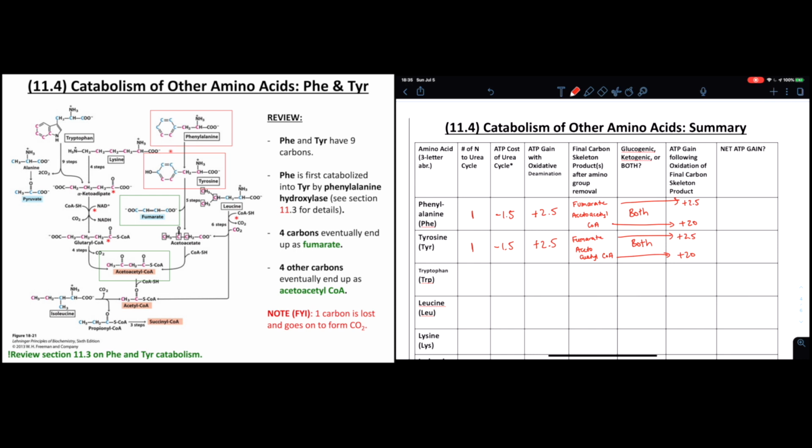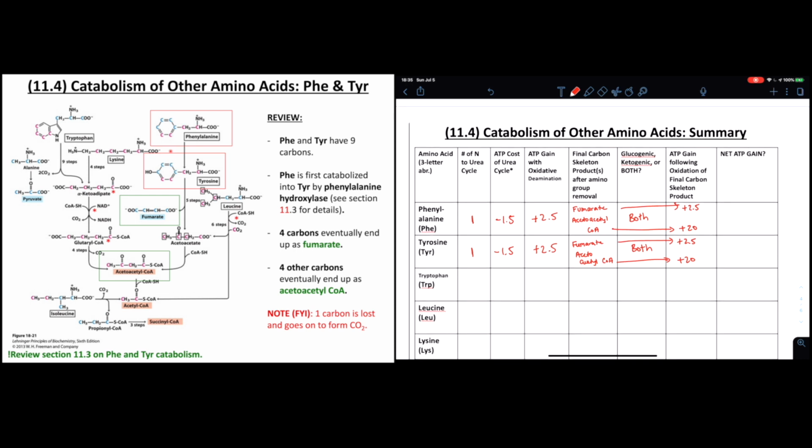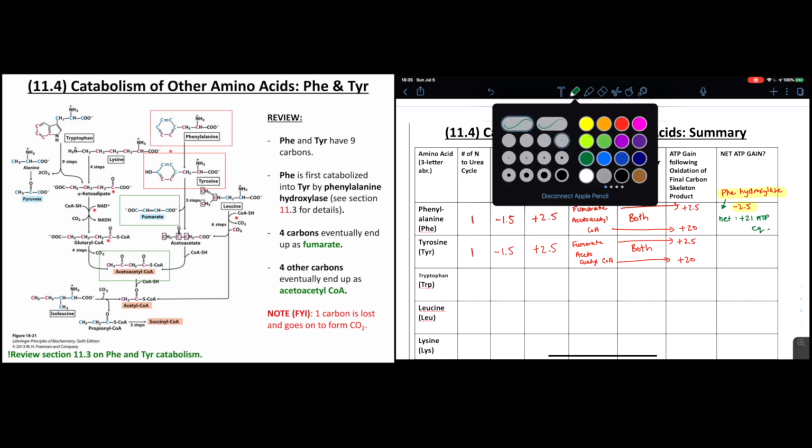Okay, so we're going to produce the net from all of this. Remember that we have to take into account phenylalanine hydroxylase. So there's going to be another minus 2.5 here, but when we add it all up, let's just put in a different color here in green. Our net wise, we're going to get plus 21 ATP equivalents. Okay, so remember this phenylalanine hydroxylase only qualifies for the catabolism of phenylalanine, okay? So that is for phenylalanine.